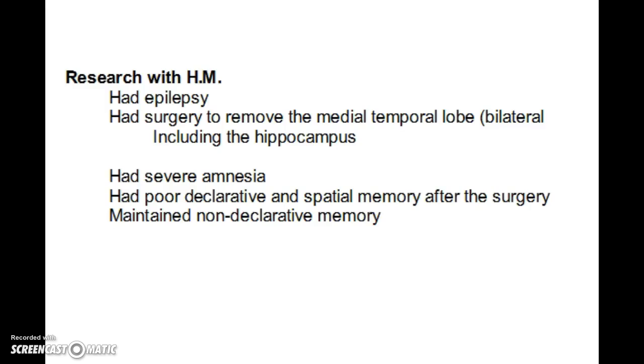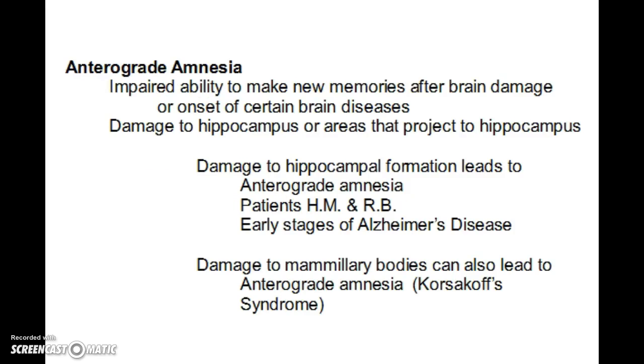And in fact, when we look at his learning pattern, it looks the same as somebody without amnesia. As I mentioned, HM had very severe anterograde amnesia, and this is the impairment in the ability to make new memories, particularly after some sort of brain damage or the onset of a neurodegenerative disease. Damage to the hippocampus or areas that project to the hippocampus are the sites that are typically associated with anterograde amnesia. Damage to the hippocampal formation can lead to anterograde amnesia, again in patients such as HM or RB, who's also mentioned in the textbook.